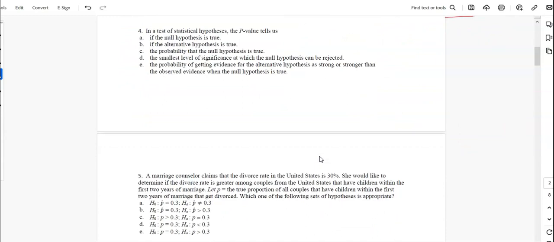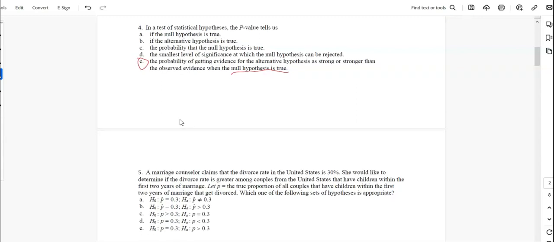In a test of statistical hypothesis, the p-value tells us, if the null is true, about the alternate. So the generic thing I'm looking for is, given that the null is true, what's the probability or the chance of the alternate? I'm looking for wording like this: when the null is true, the probability of getting evidence for the alternate as strong or stronger than the observed evidence. That is actually a really nice definition of that.